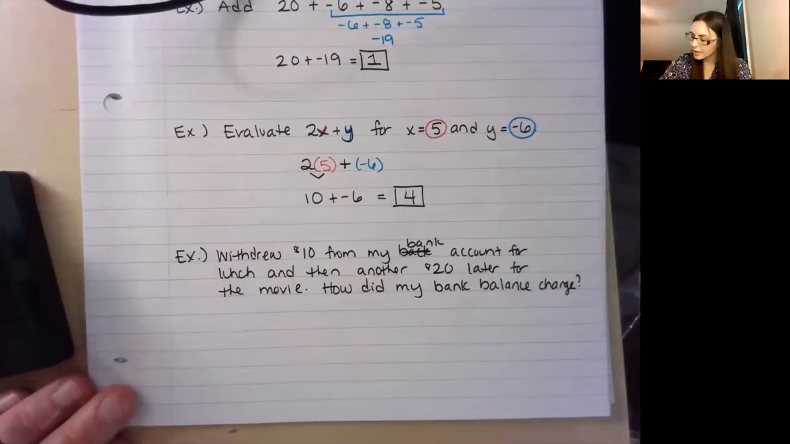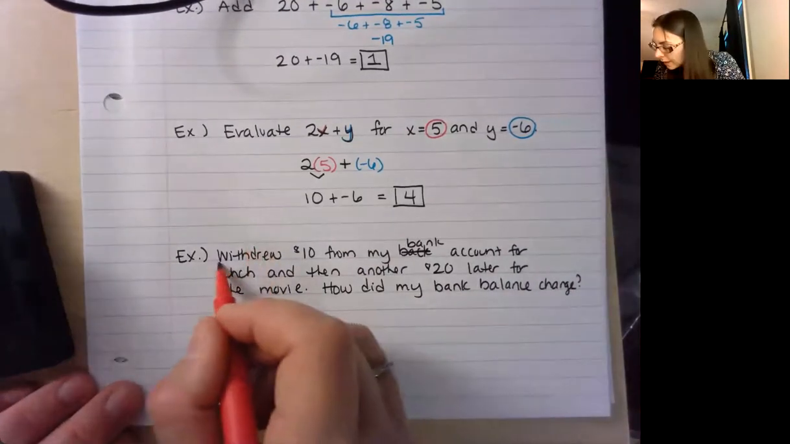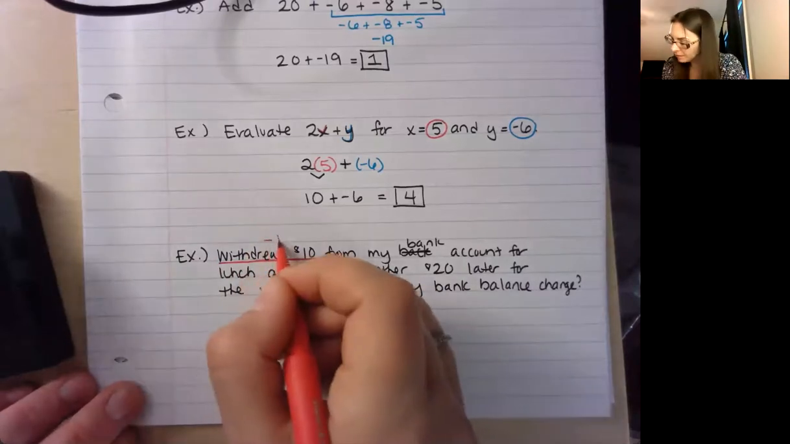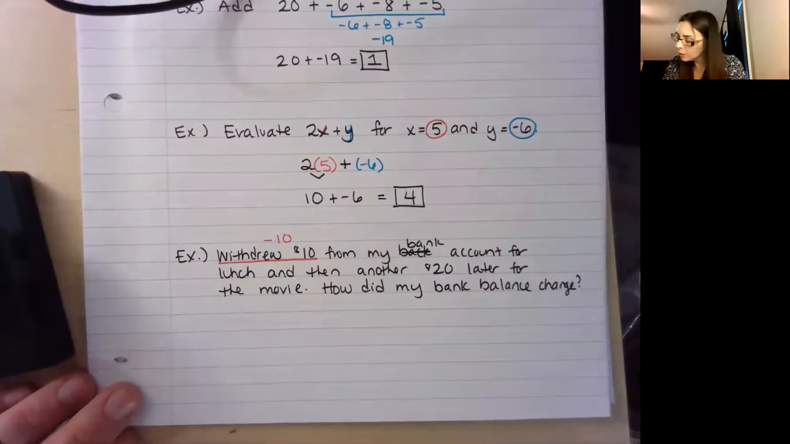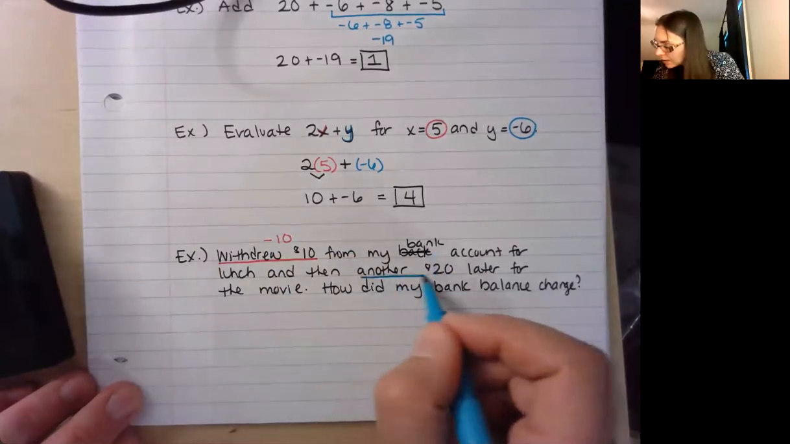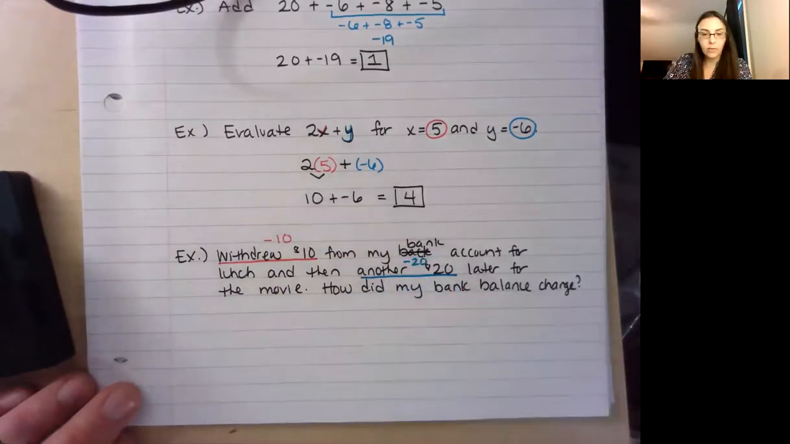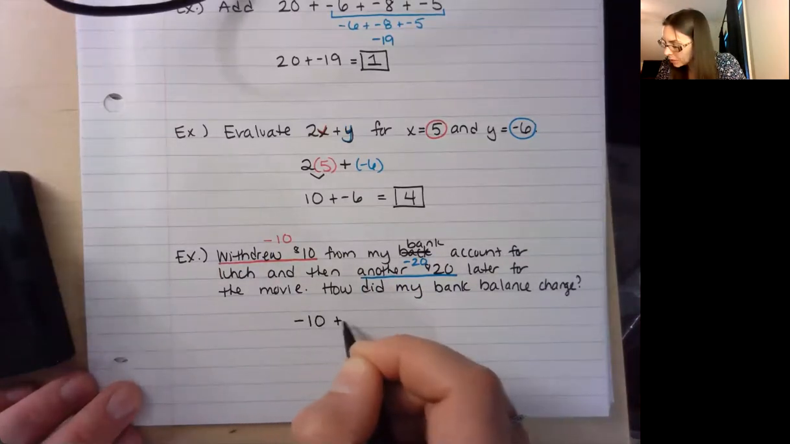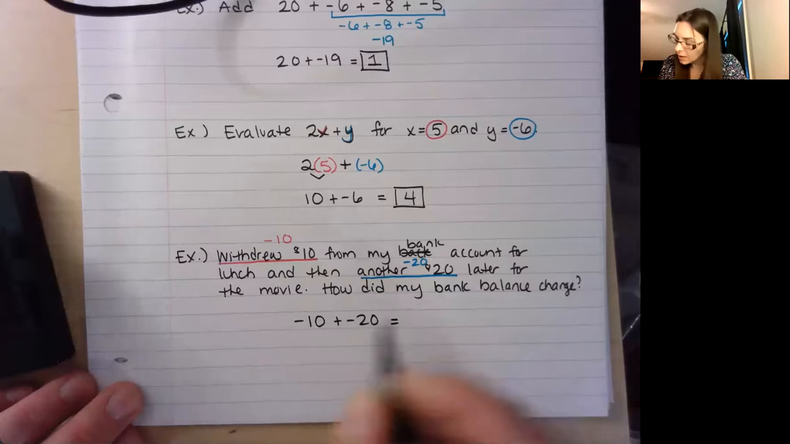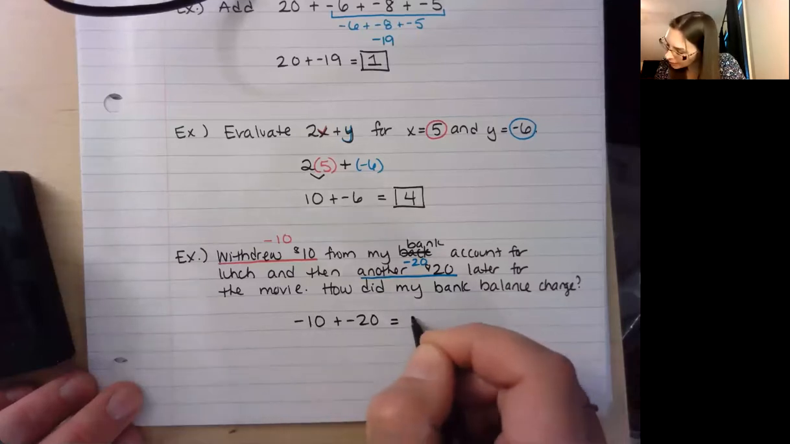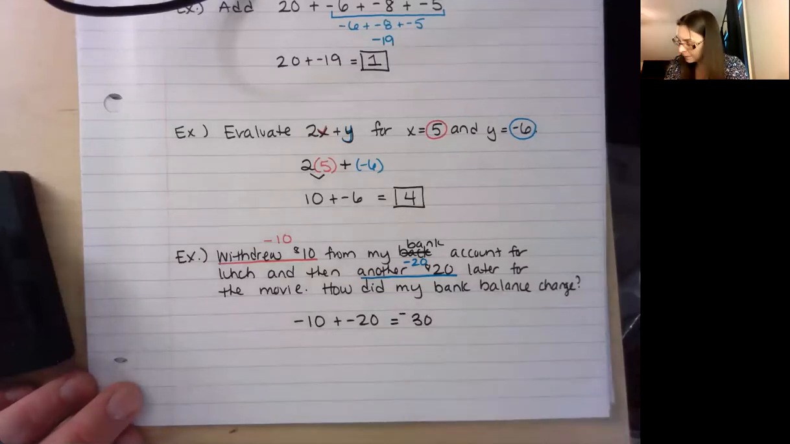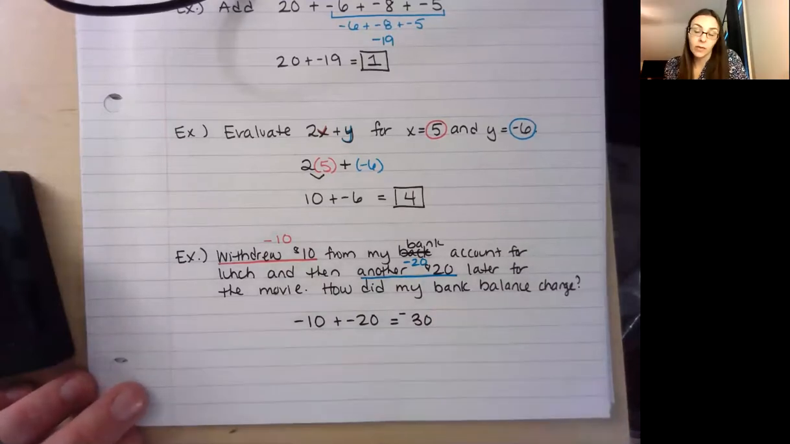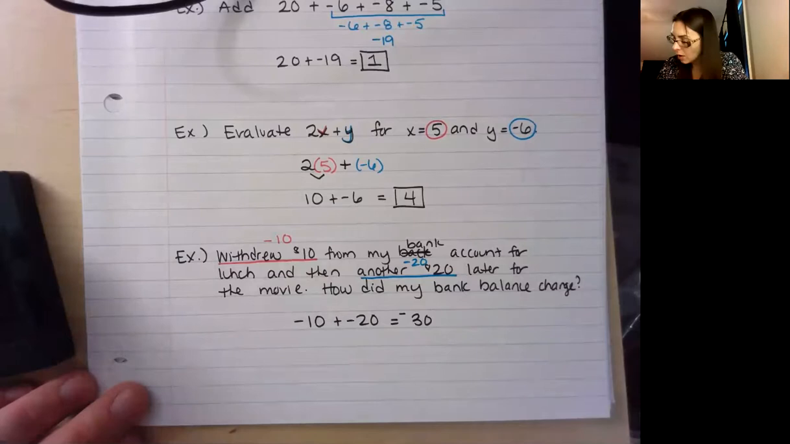So for the first case, if we're withdrawing, that means we're taking it away. So this is a -10. And then we're withdrawing another 20. So that's -20. So I'm looking at -$10 plus -$20. These are the same sign, so I can just add them, and I see -30. So our bank balance has changed by -$30. It's gone down $30.